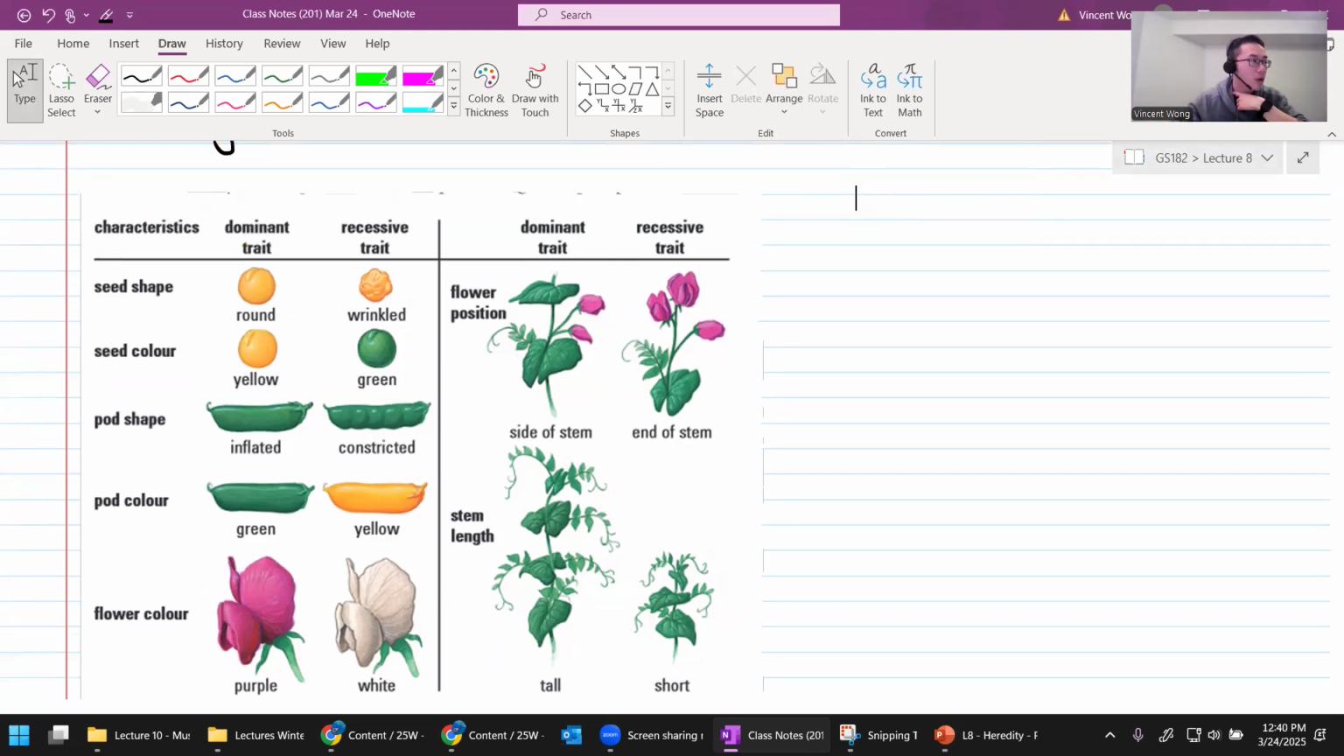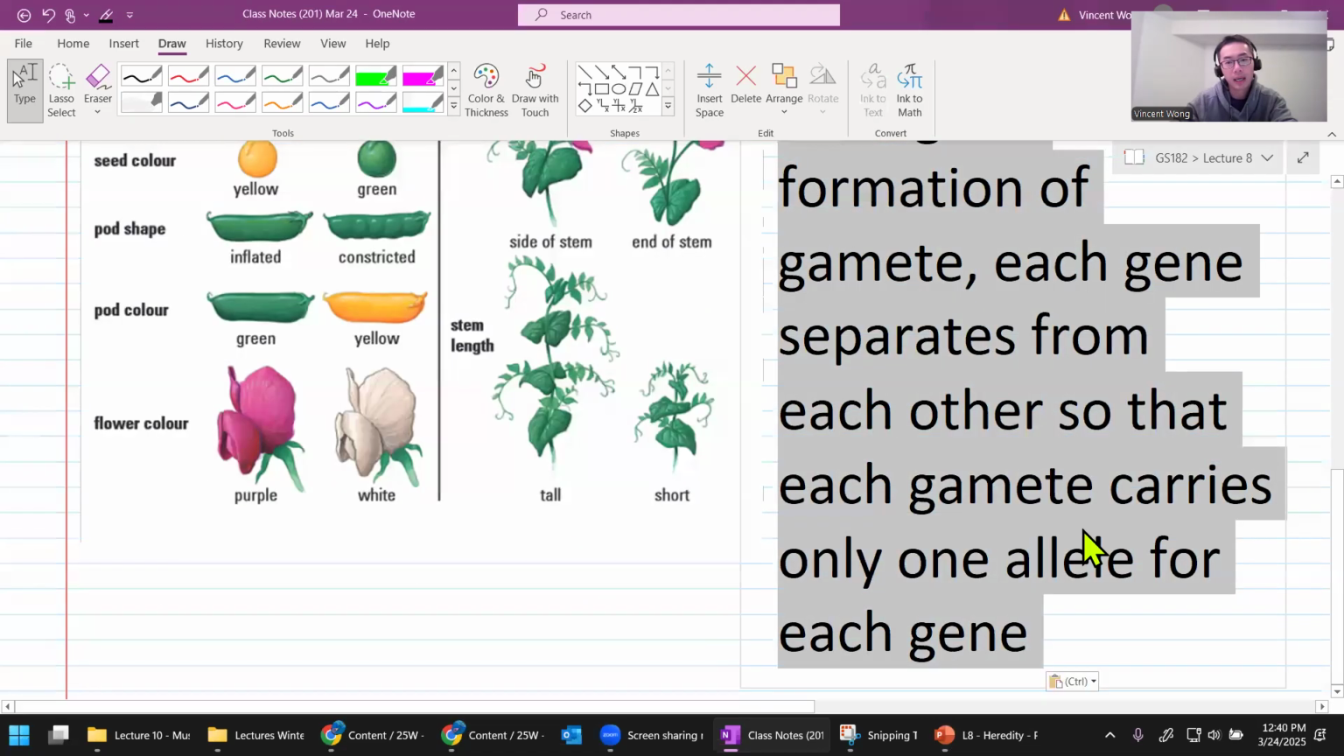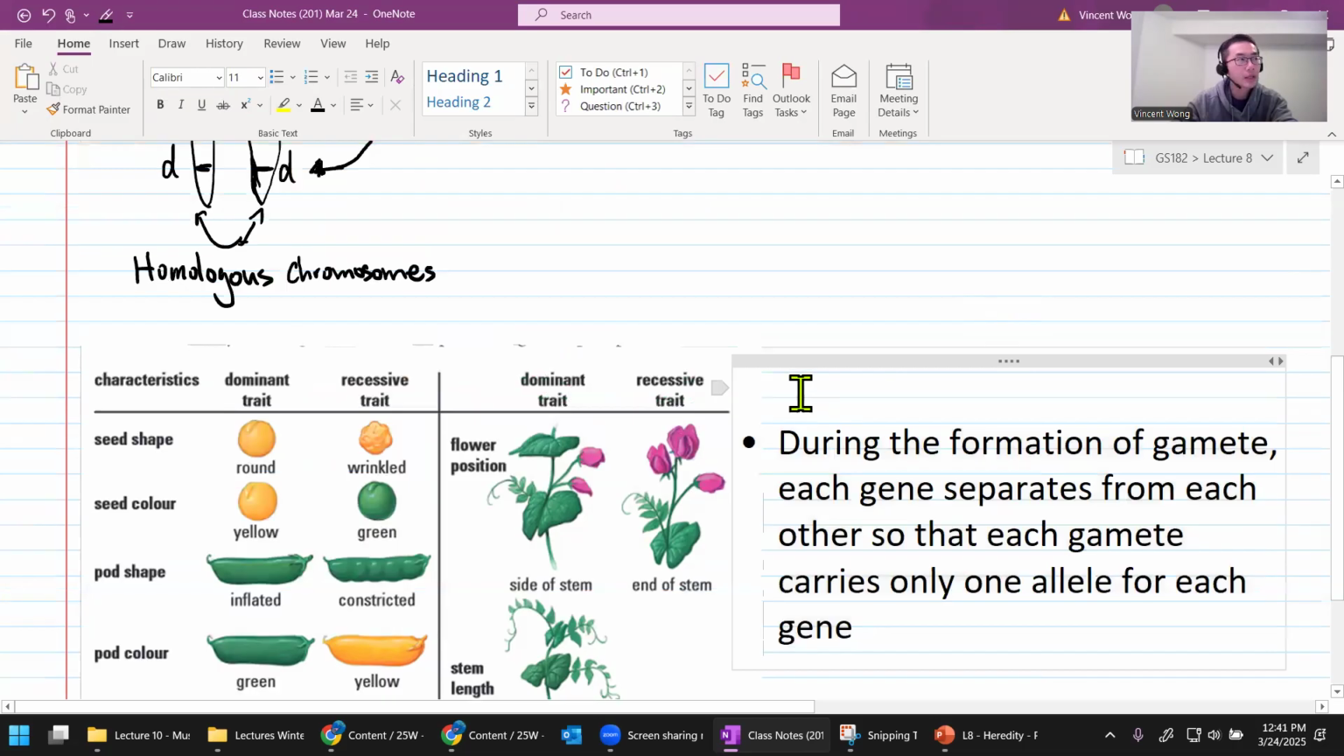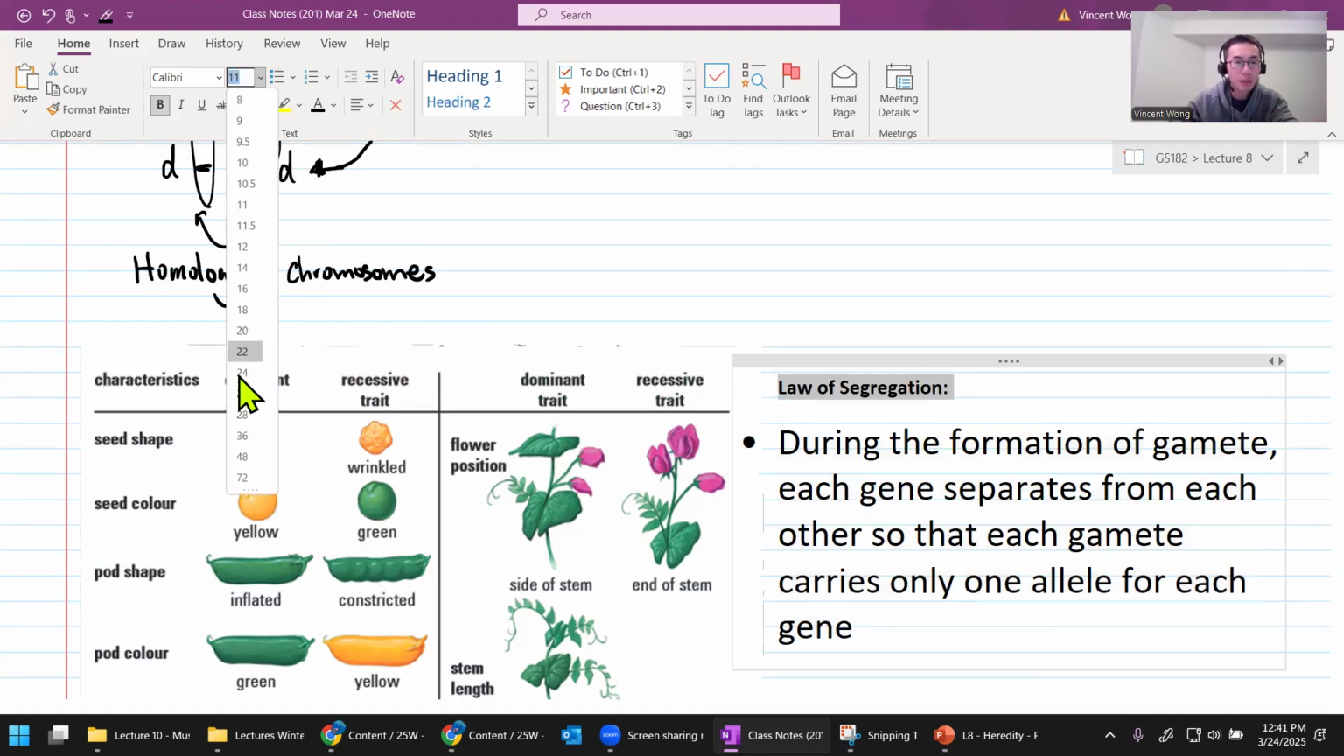So let's take a look at his first law here, and I'm just going to copy it over from the PowerPoint slides. Actually, I'm going to be doing much of it over here on the notes. This is called the law of segregation. Law of segregation. Segregate means to separate, basically.